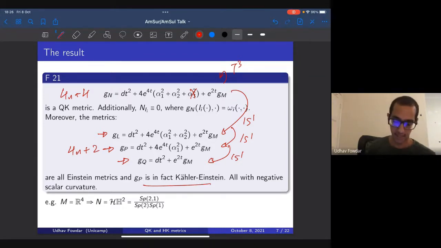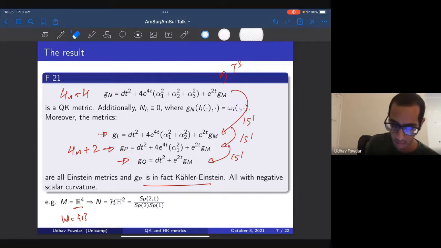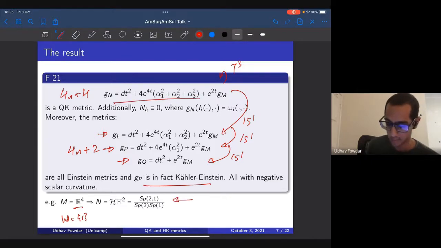And here's a basic example. If you start with flat space, so just R4, this is trivially a hyperKähler manifold. So holonomy here is, in fact, trivial. And if you plug in that construction, then the metric that you get over here turns out to be the hyperbolic quaternionic metric. So this has full holonomy Sp(n) Sp(1).